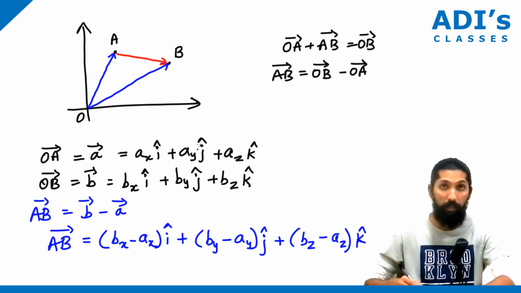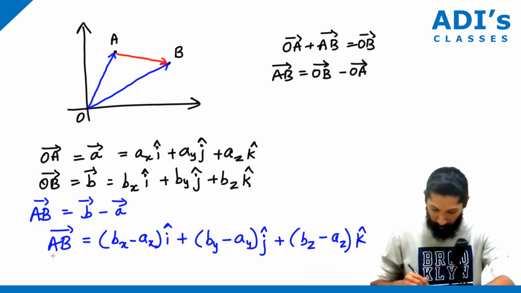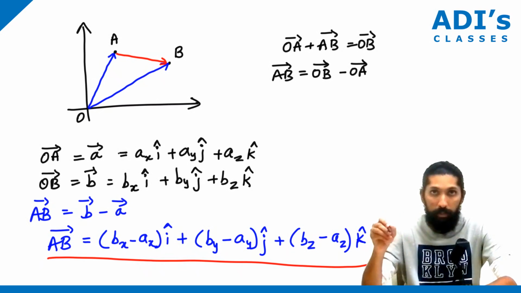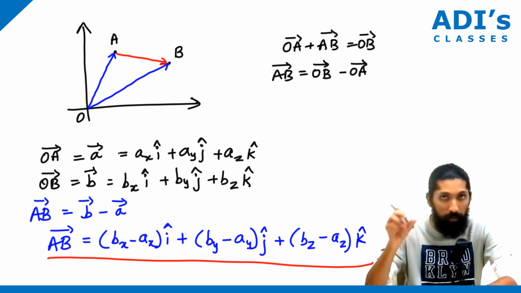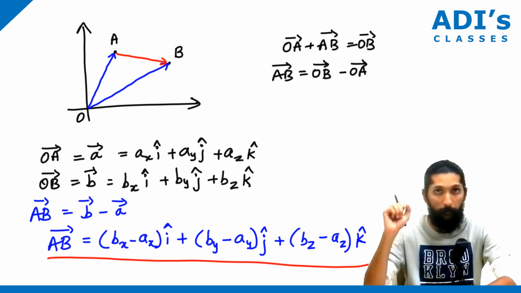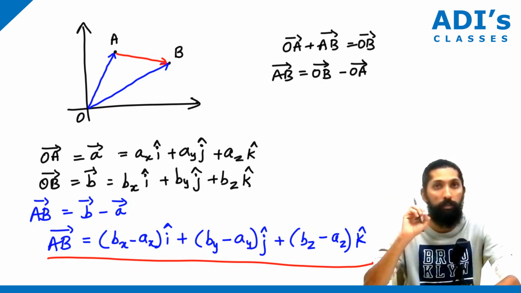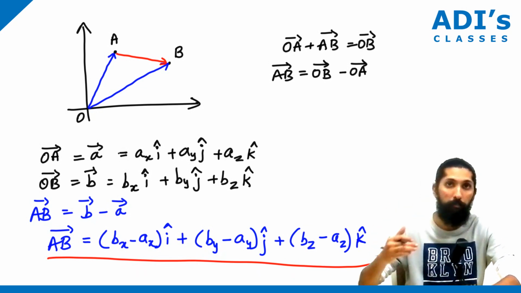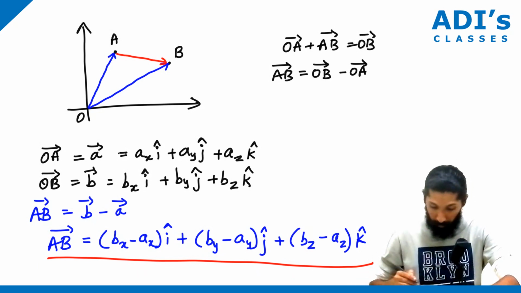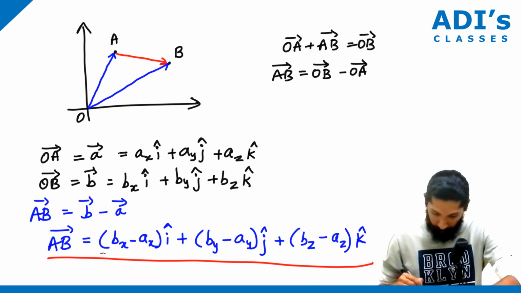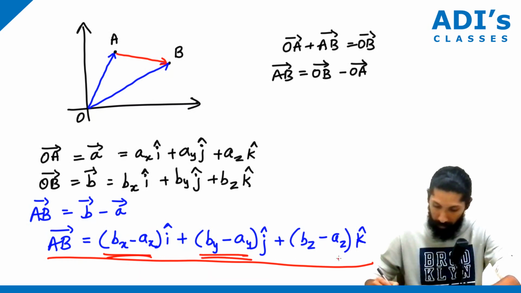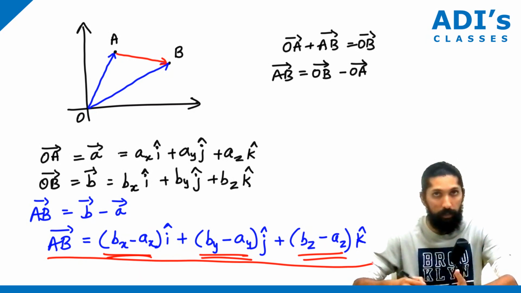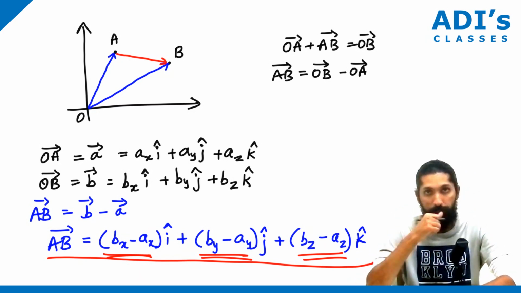So this, whatever we just saw, is basically the distance between the 2 points, or you can also say it is the length of the vector between the 2 points. Now, when I say length, I'm not talking about the magnitude, I'm talking about the vector itself. If you need the magnitude, then what do we do? We take the root of the square of this plus the square of this plus the square of this, like how we did root of ax square plus ay square plus az square. Same way we do this one.